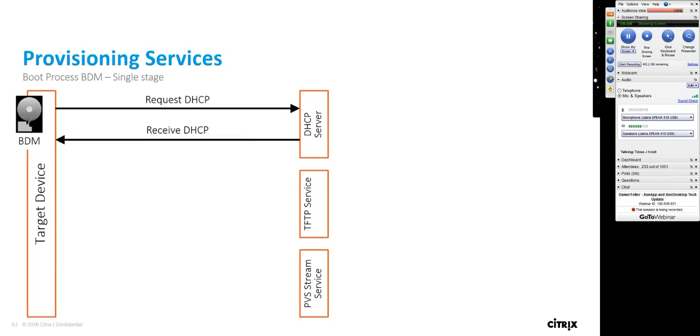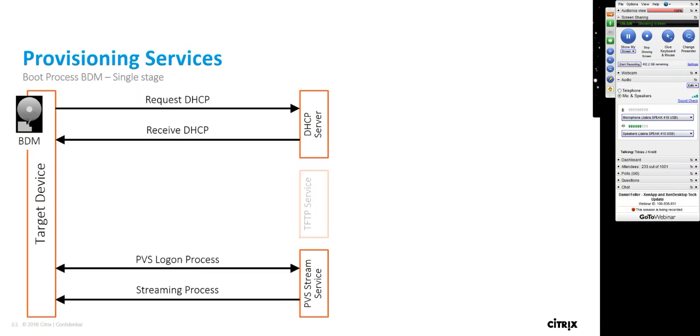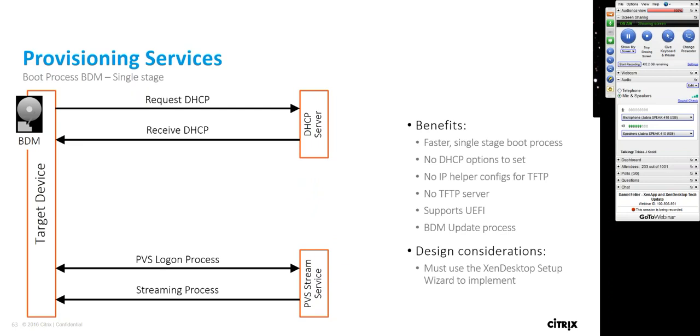The next step was a single stage BDM file. Again, it's attached to our target device, and we get the DHCP IP addresses. But because the BDM file includes the boot file plus the PVS device drivers, we no longer need the TFTP service. It'll automatically go ahead and contact the PVS service and boot up. So it's faster, there are no DHCP options, no IP helpers, no TFTP servers, and it supports UEFI. But you have to use the XenDesktop Setup Wizard to create the single stage BDM file, and that's the XenDesktop Setup Wizard that's part of the PVS console.